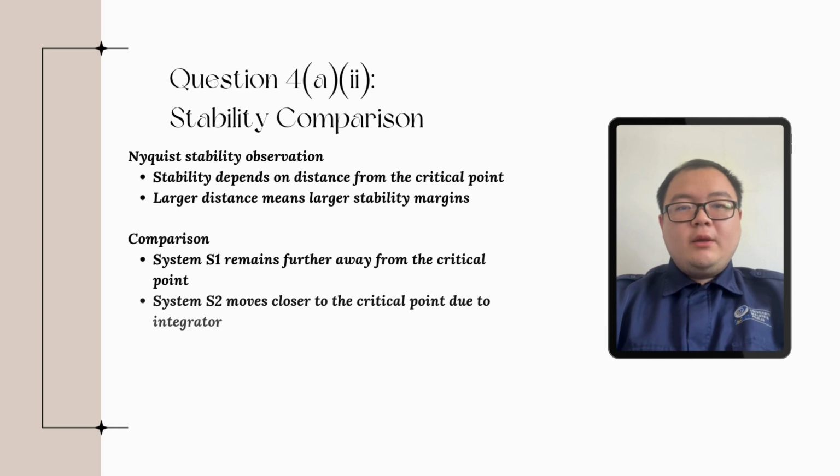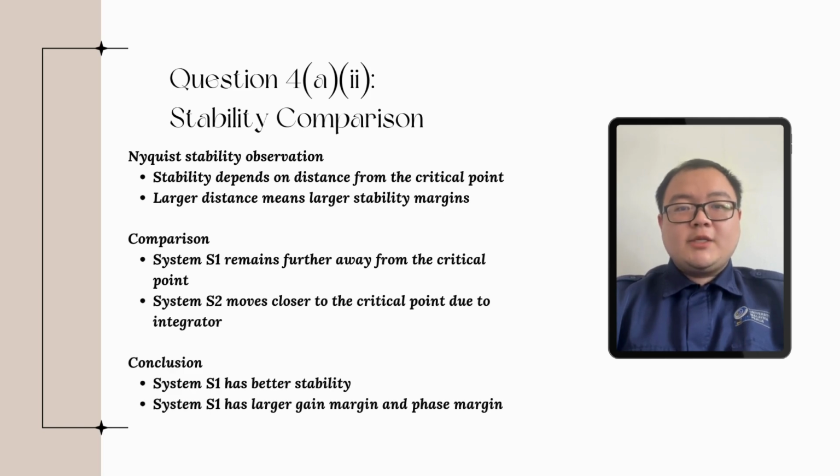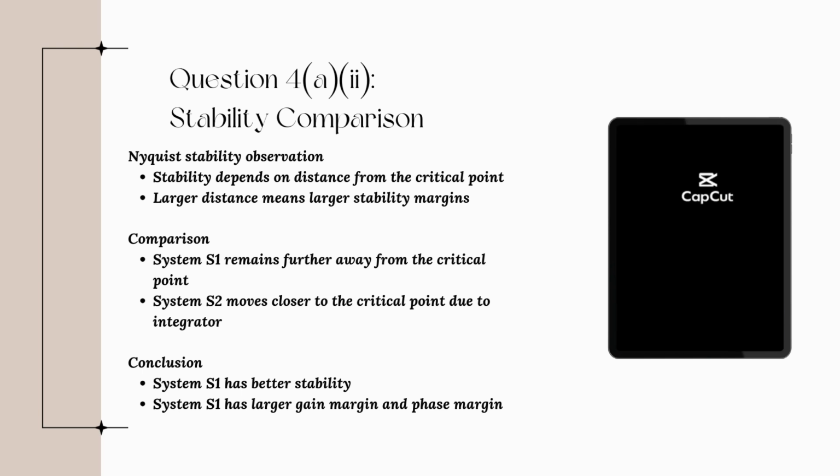For question 4, part A, Roman 2, we are asked to determine which system has better stability. By comparing the Nyquist diagrams, system S1 remains further away from the critical point compared to system S2. Being further away from the critical point indicates larger gain margin and phase margin. Therefore, system S1 has better stability than system S2.